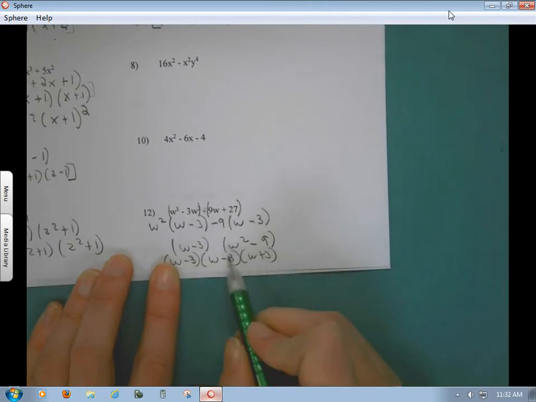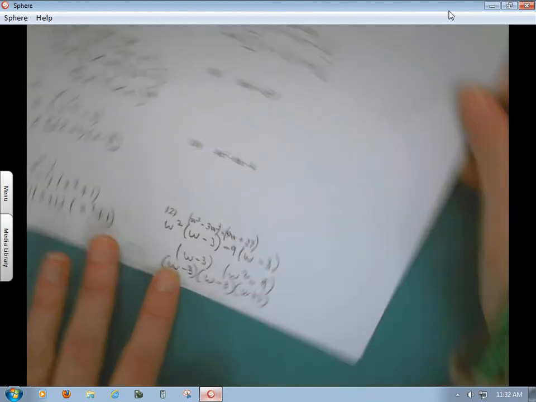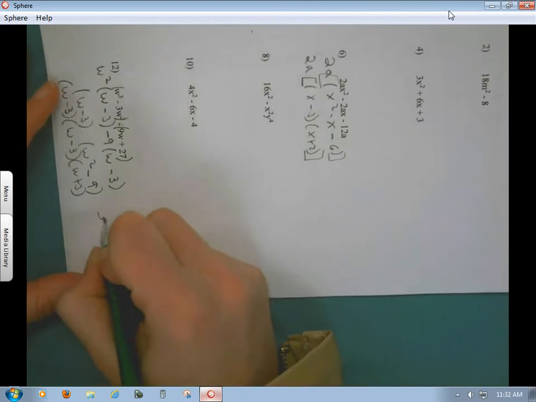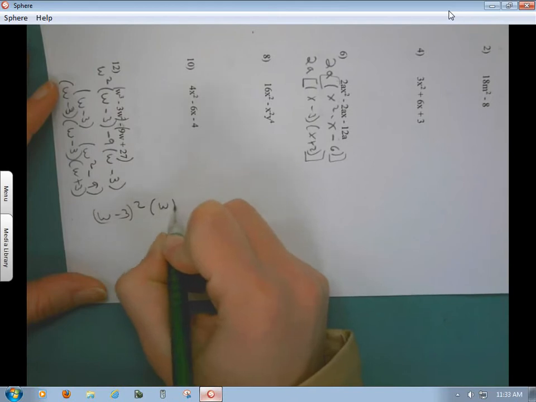The difference of two squares factors into that. You'll notice you have two of these. I'm going to turn the paper sideways on you guys. So we really have W minus 3 squared times W plus 3.